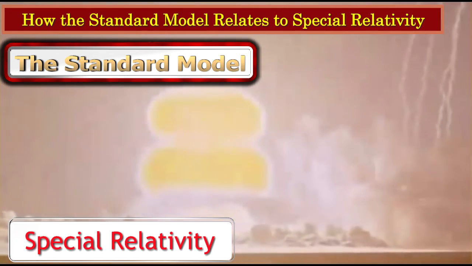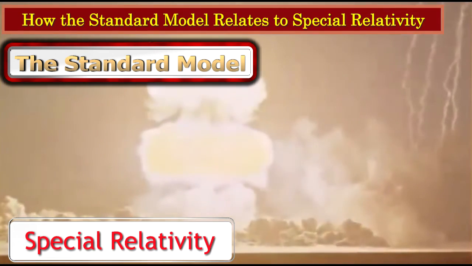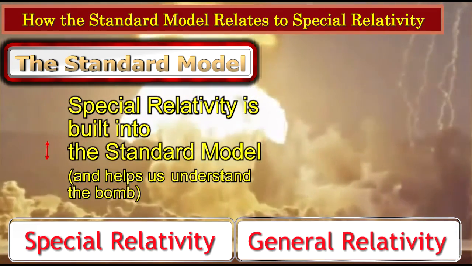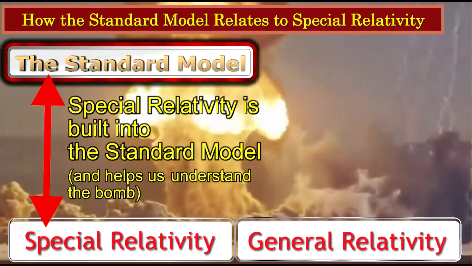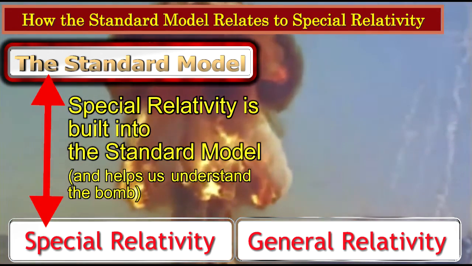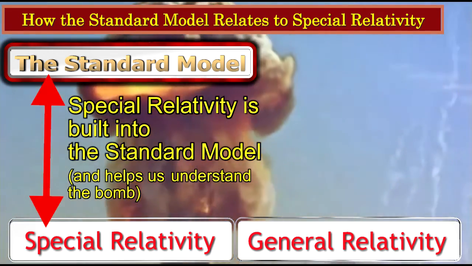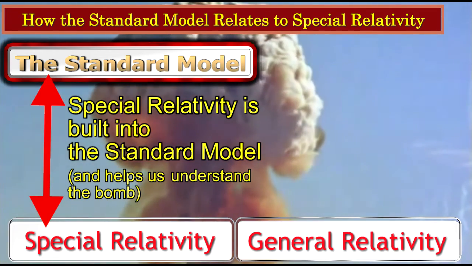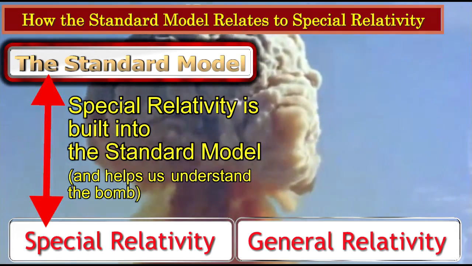That brings us to Einstein's theory of relativity, which has two parts, the special theory and the general theory. The special theory of relativity is built into the Standard Model. You could say that special relativity comes from the Standard Model, but really the two are almost inseparable.